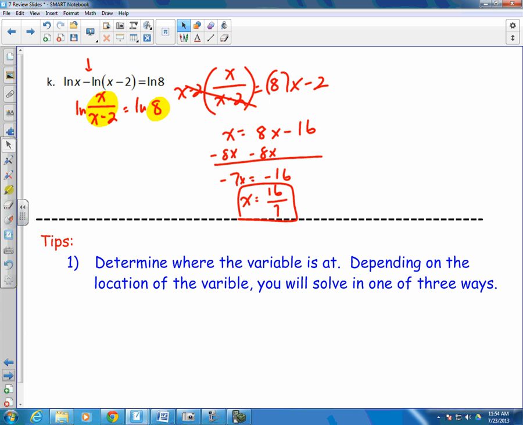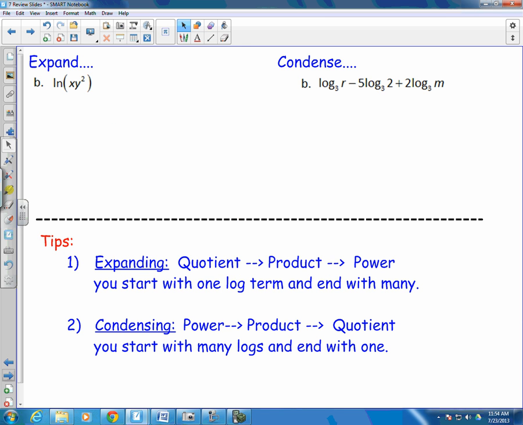All right, so it's going to take some practice, but if you do your work, I think that you'll find that this stuff isn't impossible. It's just kind of a different kind of thing that you maybe are not as familiar with. So moving on, there's a few other questions I wanted to talk about, expanding and condensing being one of them. We kind of did expanding and condensing when we solved, but just to kind of recap it. When I expand, I start with 1 log and I end with many logs. When I condense, I start with many logs and end with 1.